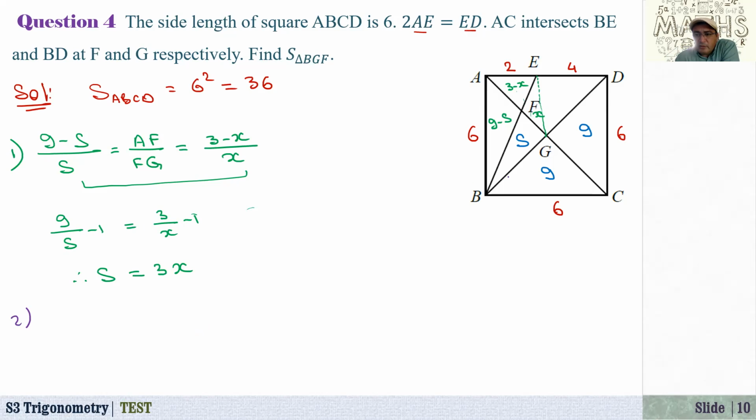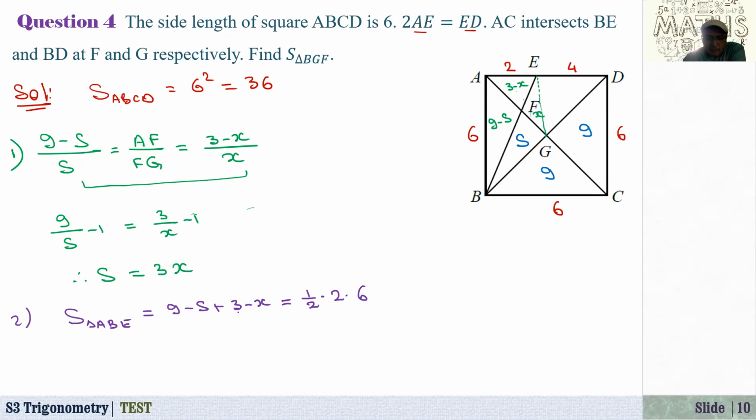And what is the area of... okay. Yeah, that's it, I think. Now from here, what is the area of triangle ABE? Triangle ABE, that is equal to 9 minus S plus 3 minus X. That is equal to 1 over 2 times 2 times 6, which is equal to 6.